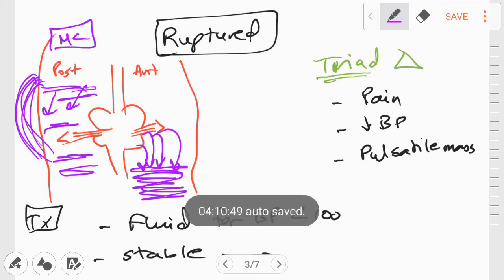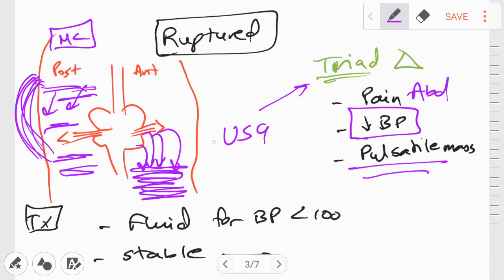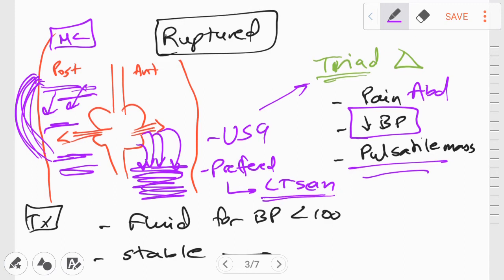Right. Another important thing that we need to remember is the triad of ruptured abdominal aneurysm. Number one, abdominal pain, right? Hypotension, decreased BP, and a pulsatile abdominal mass. All three indicate that we probably have an abdominal aneurysm rupture. Also, when a patient presents with this triad, you could do an ultrasound immediately, which might help you understand that it is an aneurysm, but the preferred diagnostic test for a ruptured aneurysm is a CT scan. It is fast and it will tell you exactly what the problem is.